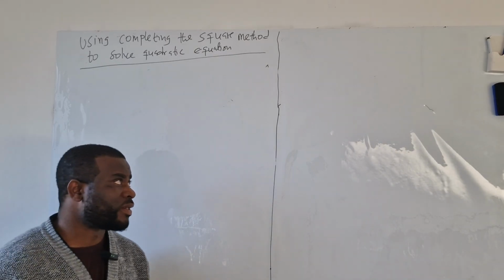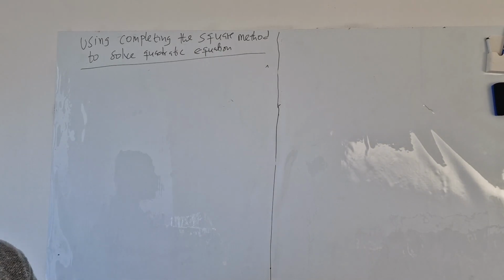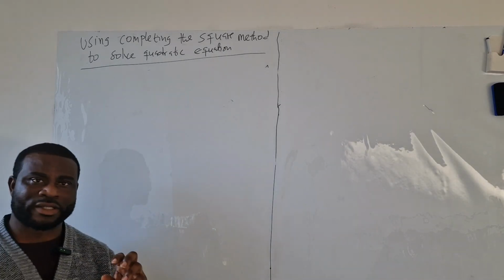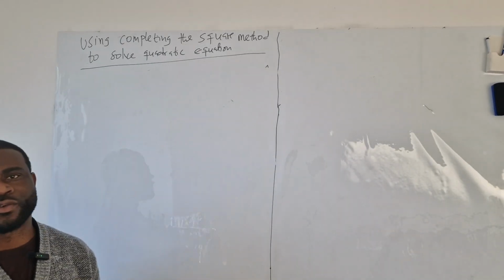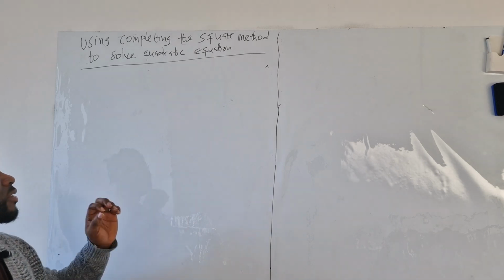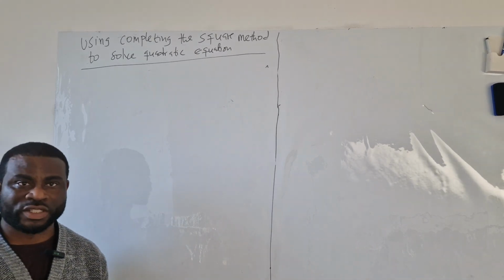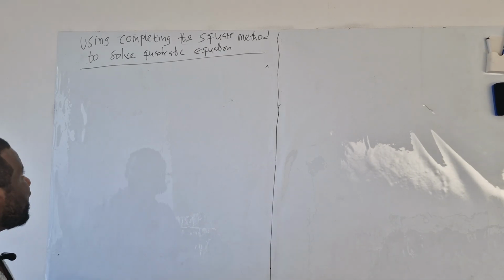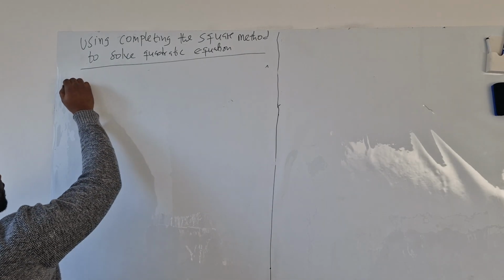Viewers, what are we doing today? Today we are going to look at how we can use the completing the square method to solve a quadratic equation. So let's start with the first example.